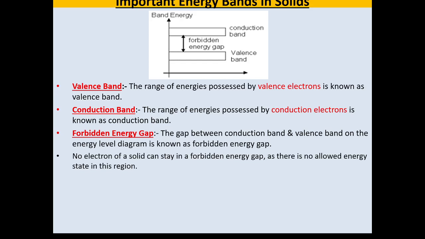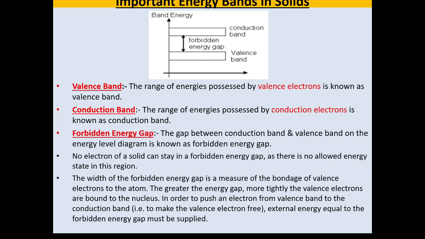So no electron of a solid can stay in the forbidden energy gap, as there is no allowed energy state in this region. The meaning of forbidden itself shows that it is not allowed. The width of this forbidden energy gap is important here, because this width is a measure of the bondage of valence electrons to the atoms. The greater the energy gap, the more tightly the valence electrons are bound to the nucleus.